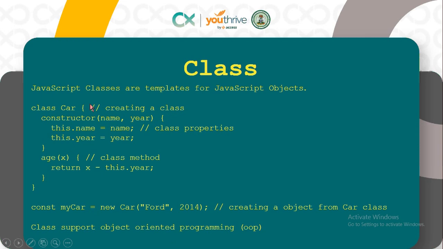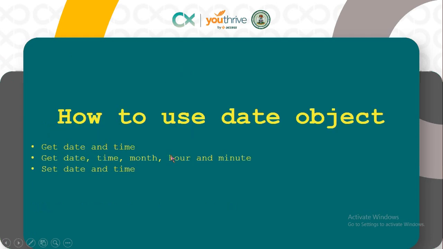Then a class can also have methods just like an object. So this is an age method, and its job is to get the age of the car. So if you send in a year as x, then it will subtract the year the car was made to get you the age. So that is it.